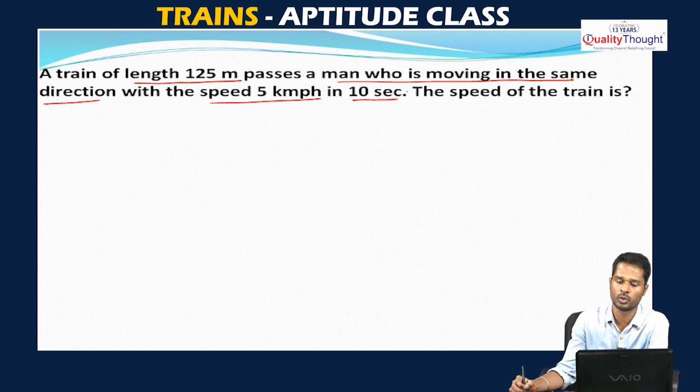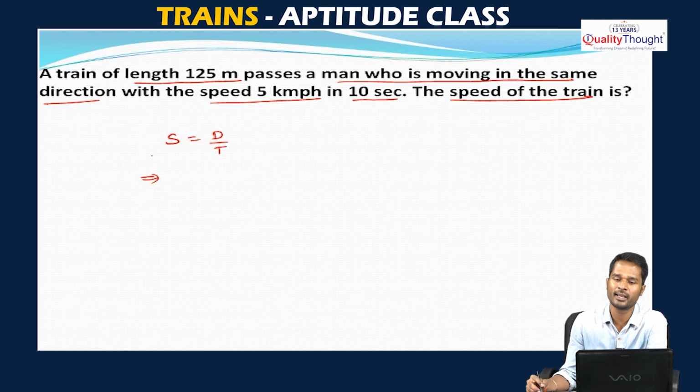Now the question is, what is the speed of the train? The speed of the train is what we are required to find. So S equals d by t. As both the train and the person are moving in the same direction, we will take them as the subtraction value. As per relative speed, the value should be taken in minus values.